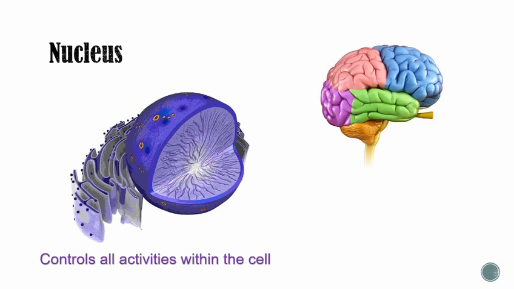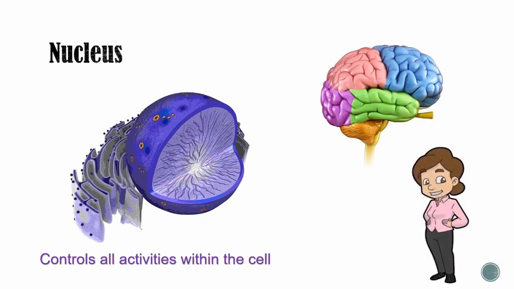And an association that we can make with the nucleus is our mothers. Usually our mothers are the head of our households. They control everything that's going on. They know where every child is at all times. They know what's happening. They're coordinating all the activities of the family. So yeah, we can just remember the nucleus as the brain of the cell or the mother of a household.